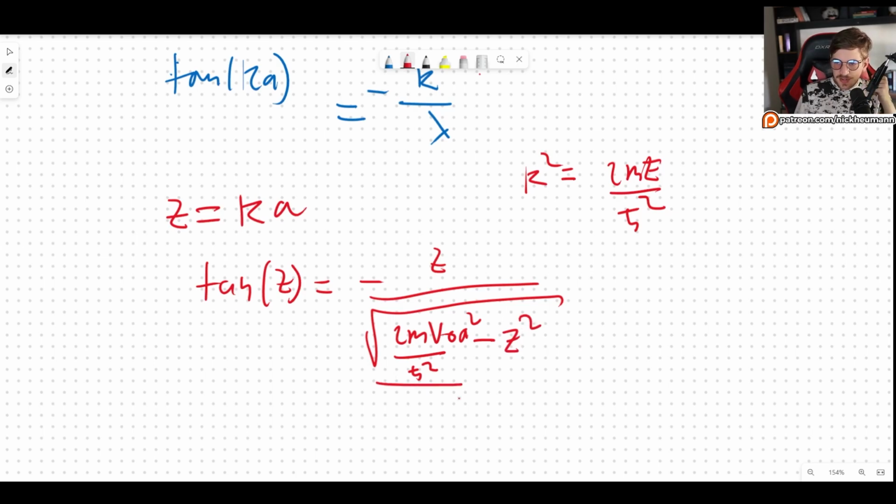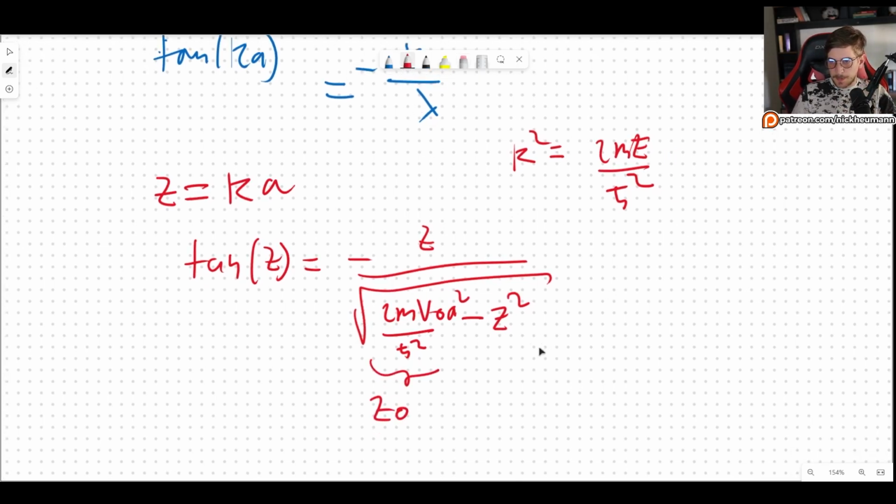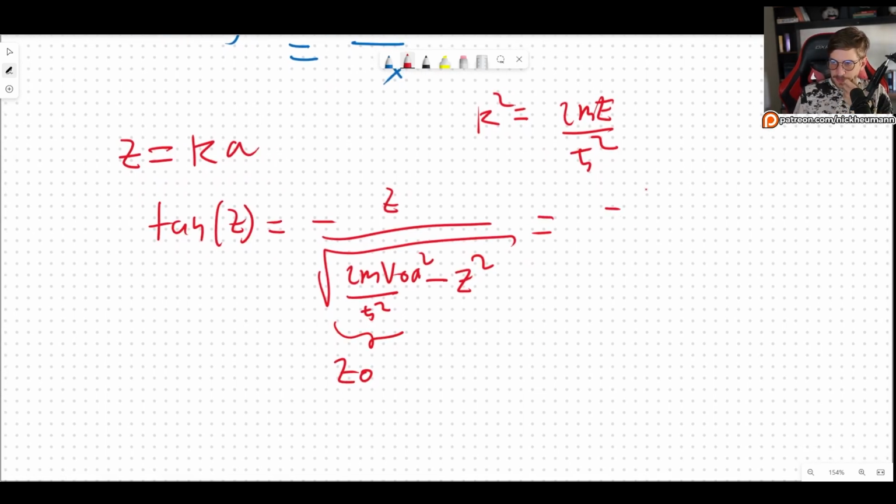And now the only thing that we have remaining right there doesn't depend on k or lambda. This is just a constant, and it depends on the parameters of our finite square well. It depends on the radius, a, and it depends on the strength of the potential, V0. So we could just call this thing z0, for example. So with this, we can write this as minus z square root of z0 squared minus z squared.